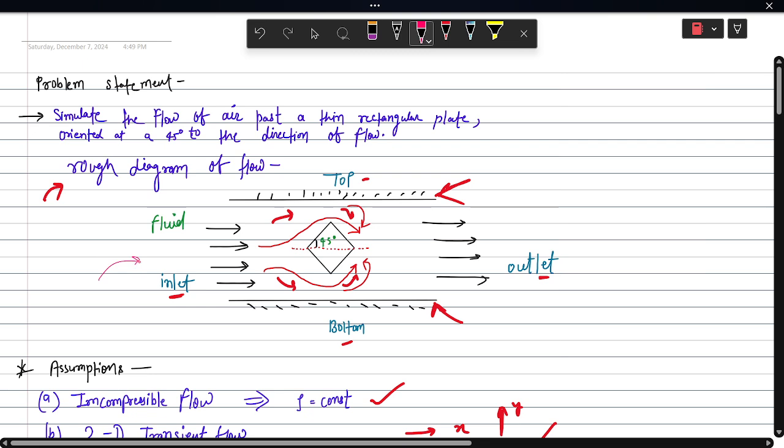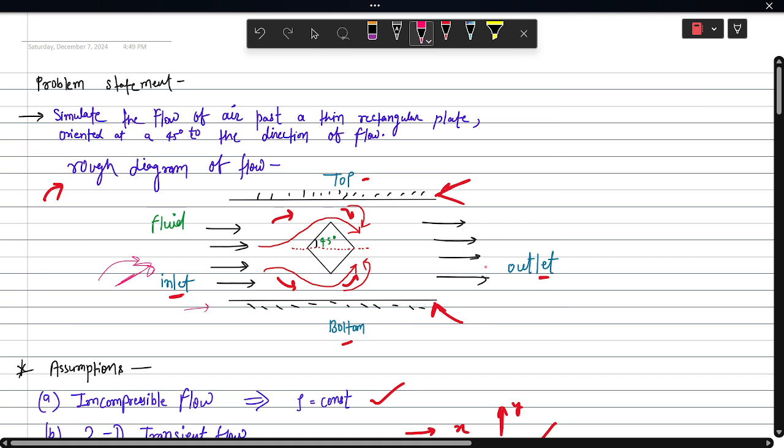Basically, this is a rough diagram of flow around a thin rectangular plate placed at a 45-degree angle to the airflow. Let me explain each part step by step. First, the inlet. On the left side we see the inlet. This is where the air enters the domain. The flow moves from left to right.